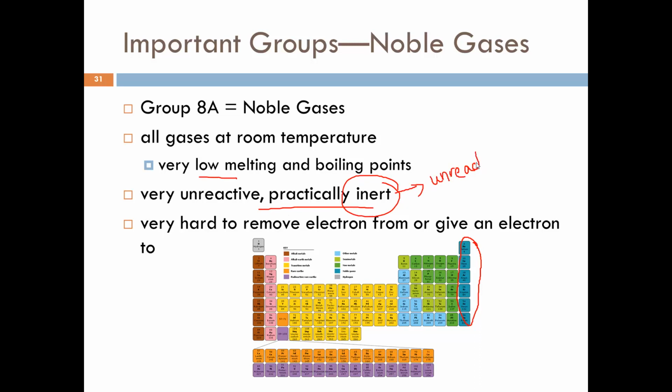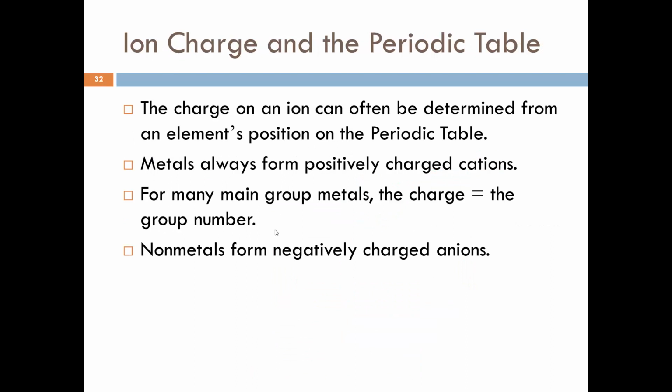So let's talk about this movement of electrons in a little bit more detail, and let's talk about it in relation to the periodic table. The charge of an ion can often be determined from the element's position on the periodic table. It's really important that you learn how to use the periodic table, not just where things are. Metals always form positively charged cations. For many main group metals, the charge is equal to the group number. Nonmetals form negatively charged anions.